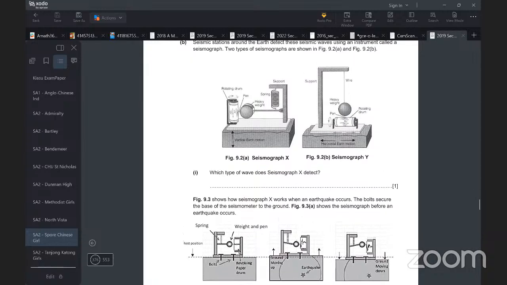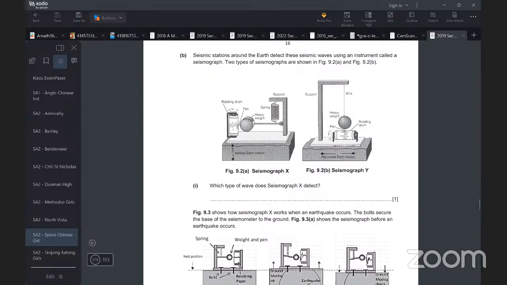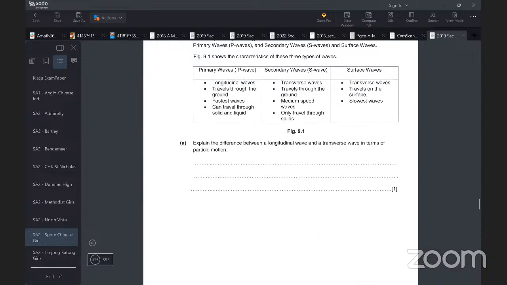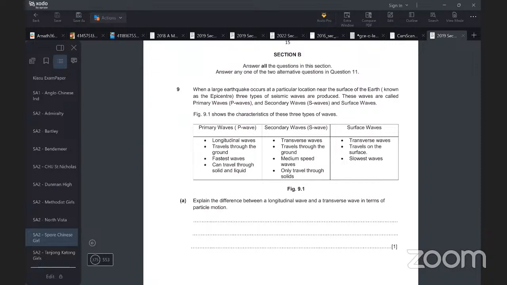It detects the transfers, right? If the earthquake is transverse, but you go and read for a while. So primary waves are longitudinal, secondary waves are transverse. Surface waves are also transverse. So you're dealing with two.